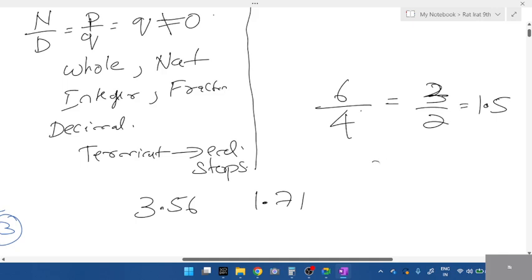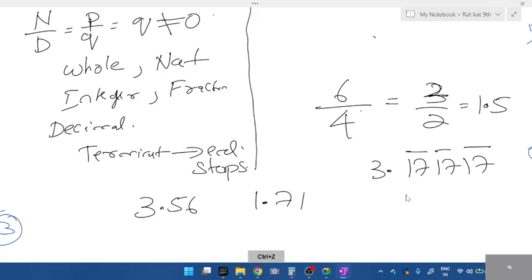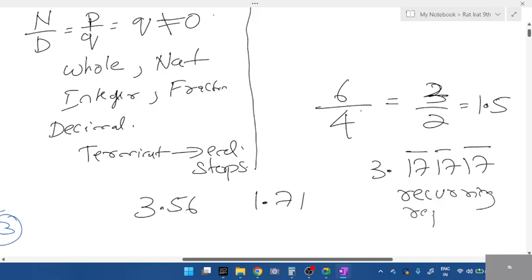In non-terminating, there are two types. One is like this, 3.1717, which keeps repeating. What do you call this? In non-terminating, we call it specifically, what do you call? Recurring or repeating. There are three names. What are the three names? Periodic, recurring, repeating, or periodic. Right? Recurring or repeating or periodic. So 1717, same in this, students.